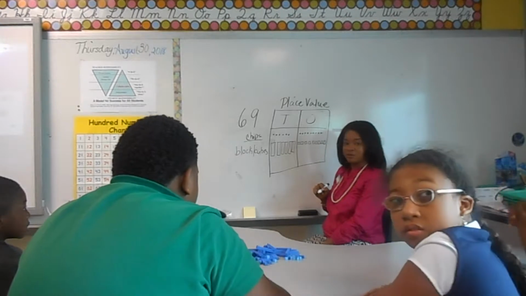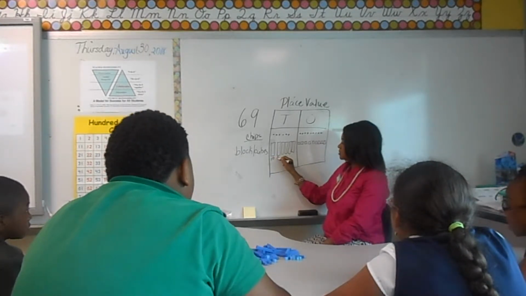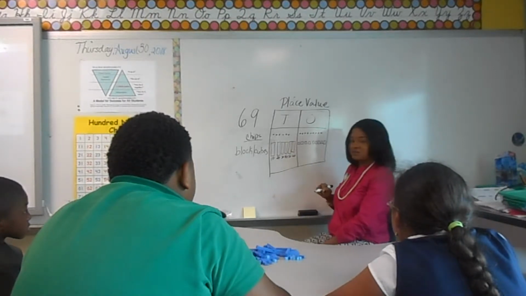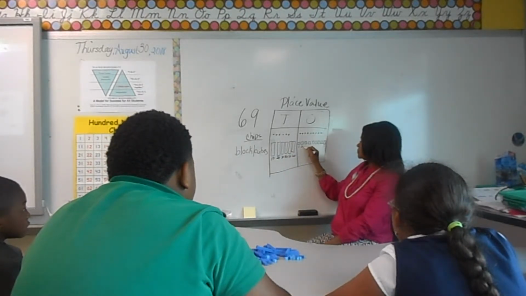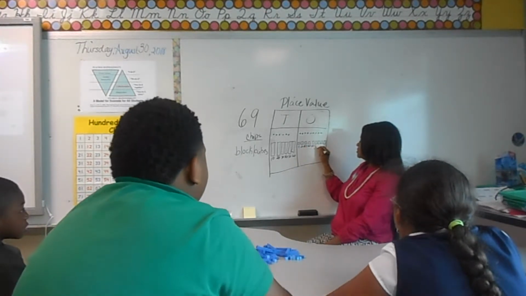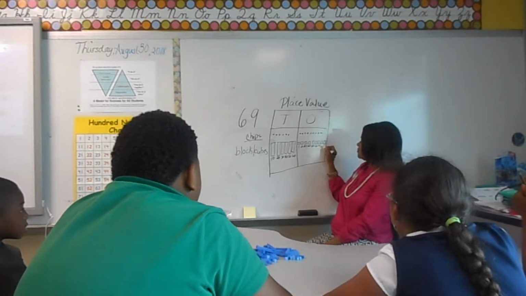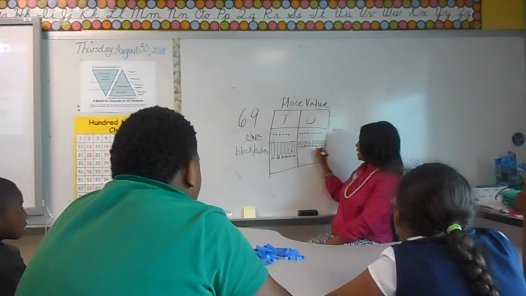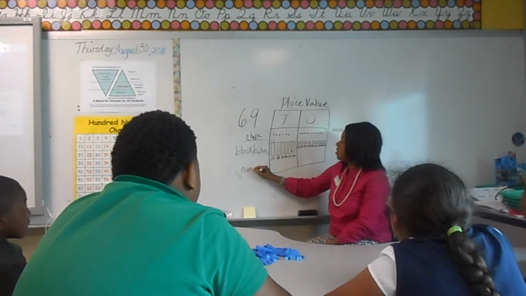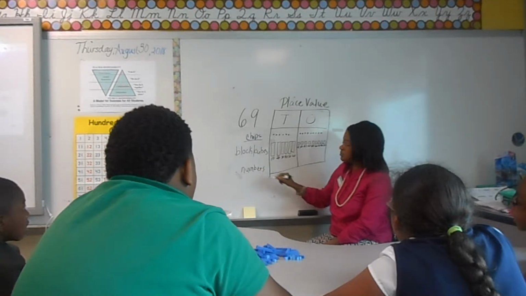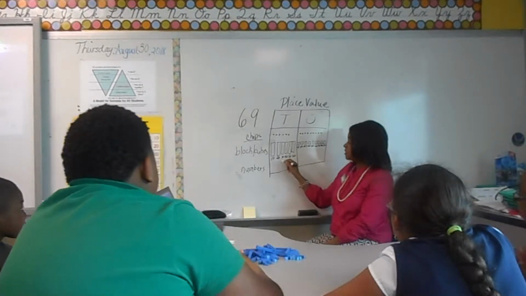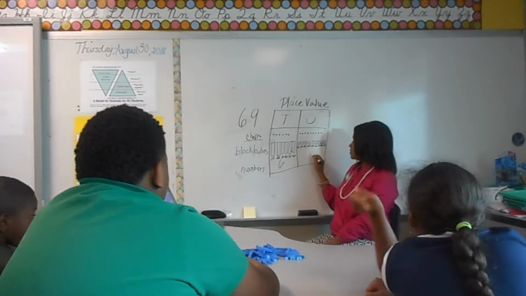Okay, so let's label them. That'll be 10, 20, 30, 40, 50, 60, 61, 62, 63, 64, 65, 66, 67, 68, 69. Very good. And if I wanted to use the numbers, where would I put the 6? Right here in the tens. Yes. Where would I put the 9?